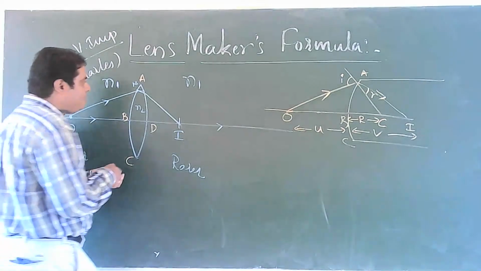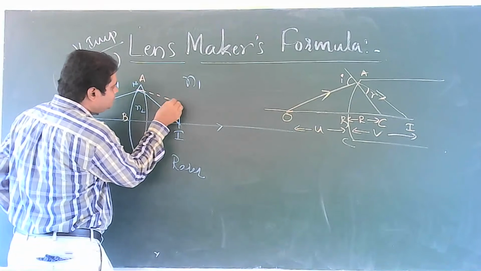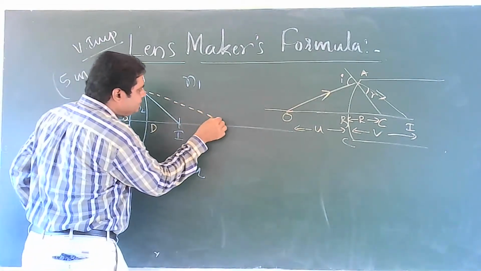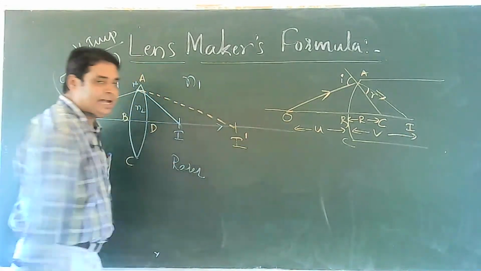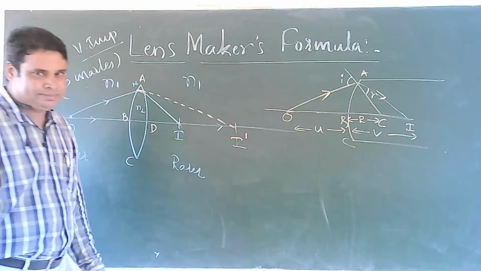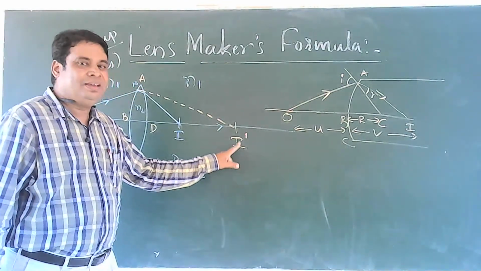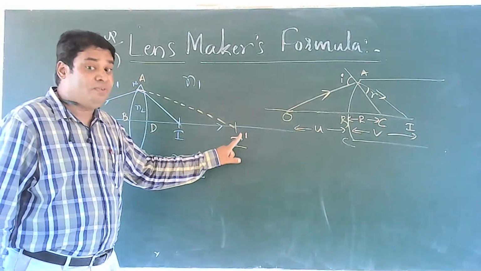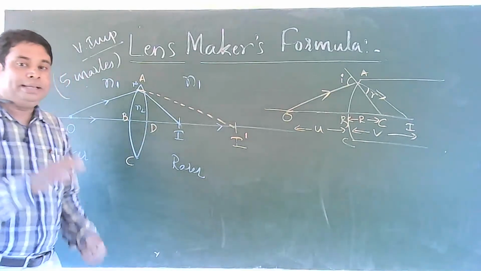In the absence of ADC, what do we observe? This ray of light would have traveled this distance. Say I dash. I am not taking I1, you can take I1 also. I am taking I dash. This I dash is the image formed in the absence of ADC.